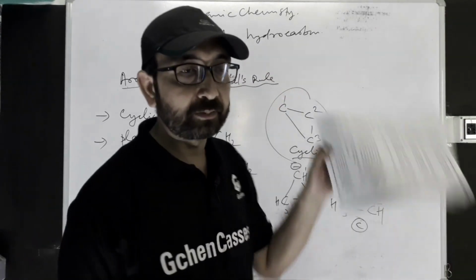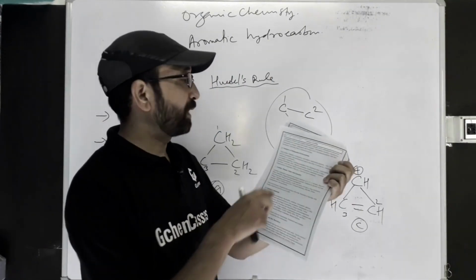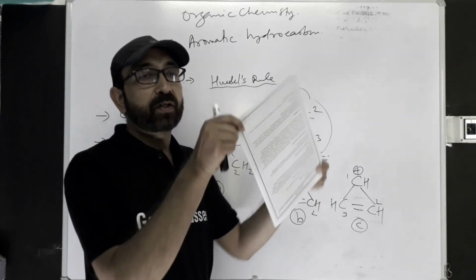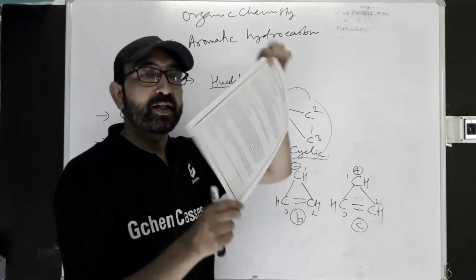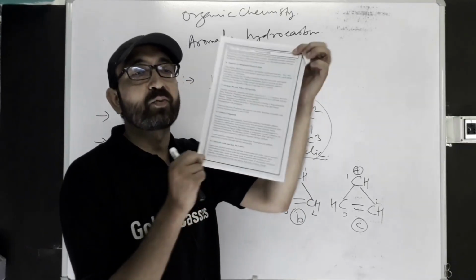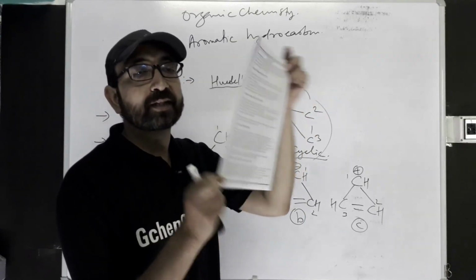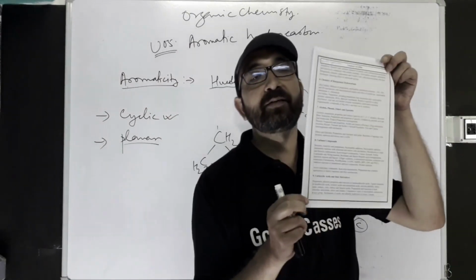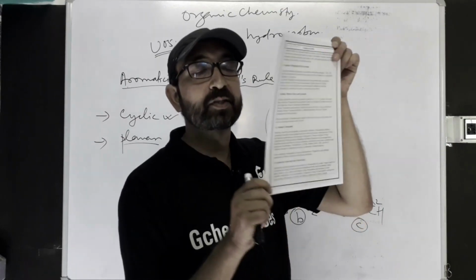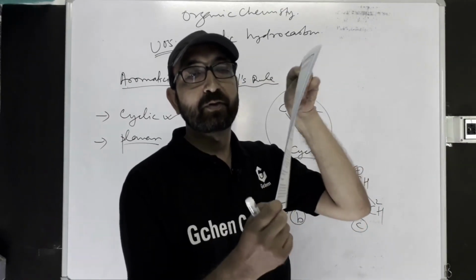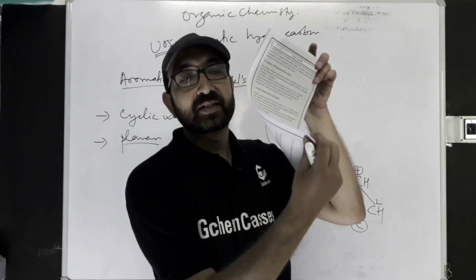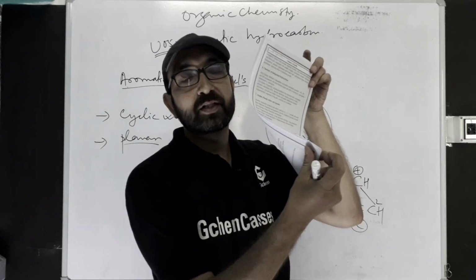Like, see, this is your syllabus, right? For the CUET syllabus, where we are seeing aromatic hydrocarbons, right? So this page is planar, correct? How is this planar? Because it is having only x and y coordinates. If this page is not straight, if it is like this, then it is not planar.